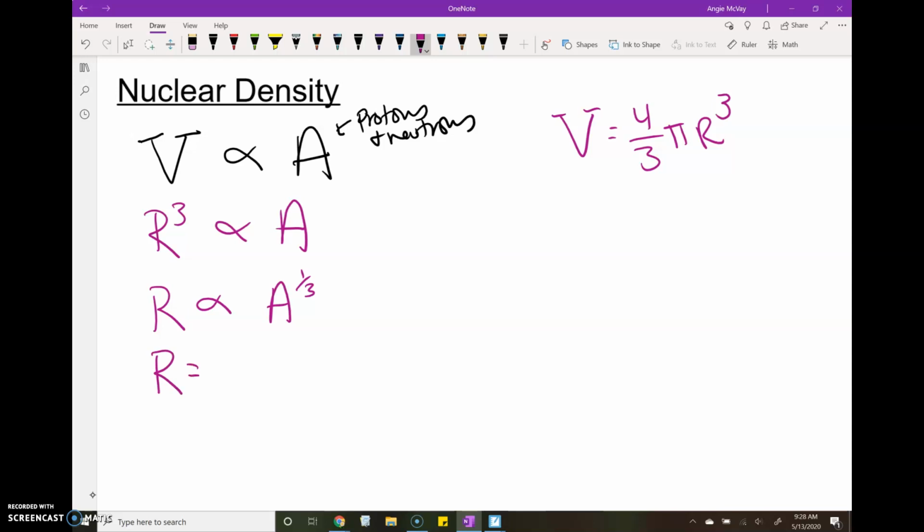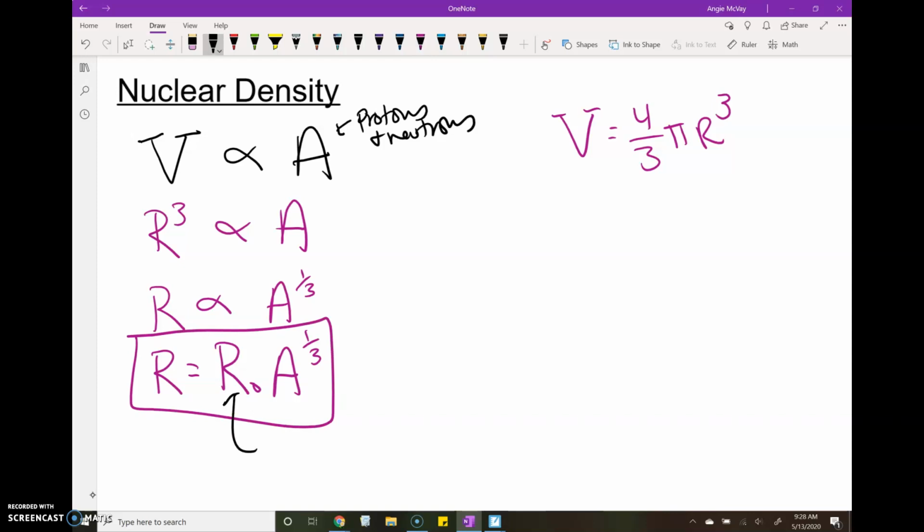To make this an equality, it actually turns out that the radius of a nucleus is equal to a constant times the number of protons and neutrons, cube rooted. And this is an important equation because you can use it to find the nuclear radius. This r naught is called the Fermi radius, and it's equal to 1.2 times 10 to the minus 15 meters.